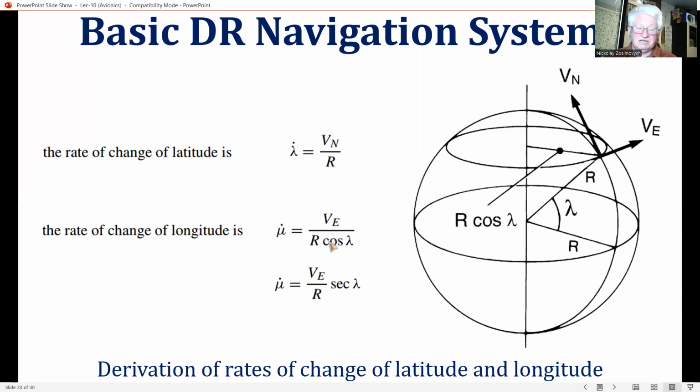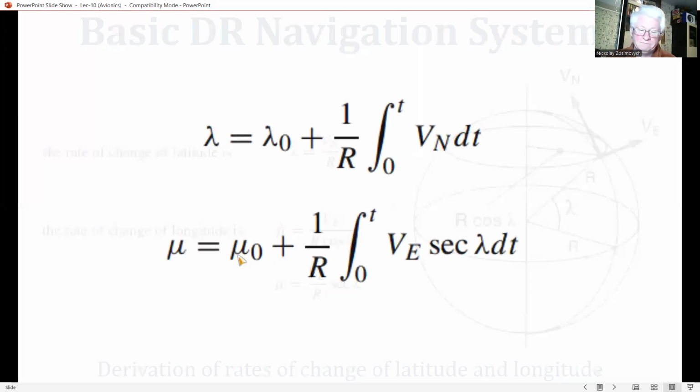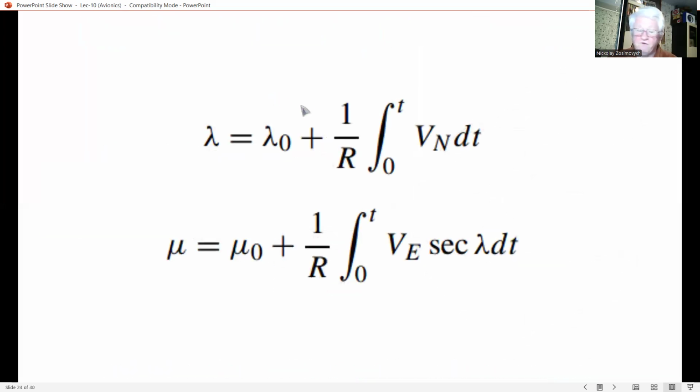The change in latitude over time is thus equal to 1 over R times the integral from 0 to t of V sub N dt, and hence the present latitude at time t can be computed given the initial latitude lambda naught.